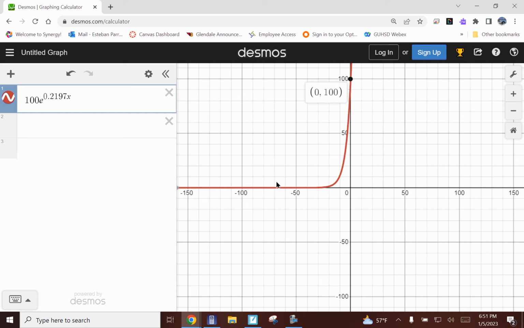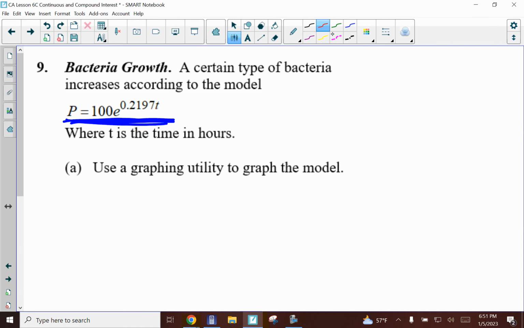It flattens out over here on the left side because we already know the basic shape of all of these things, especially a growth function, is flat, and then it curves up once you get further to the end. So this says use a graphing utility to graph the model. This is not a hard model to graph.